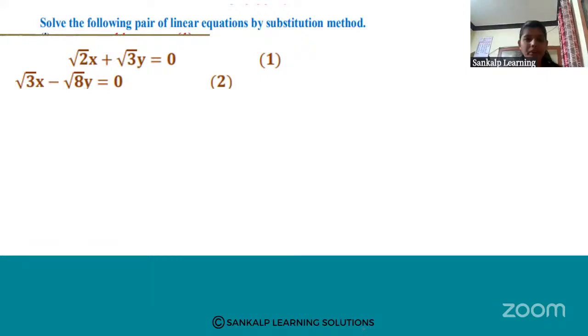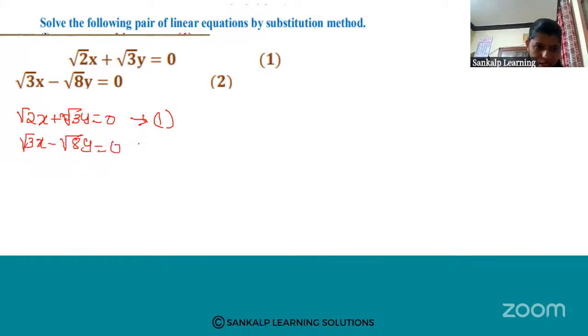Solve the following pair of linear equations by substitution method. Okay. This question can be solved by using substitution method. Root 2x plus root 3y is equal to 0. This is equation number 1. And root 3x minus root 8y is equal to 0. This is equation number 2. Okay.